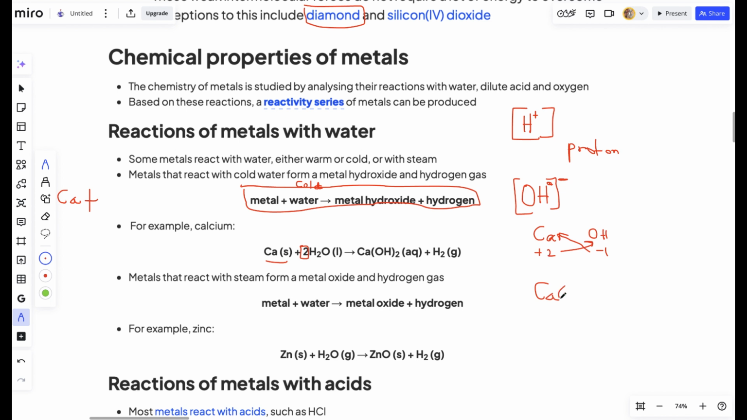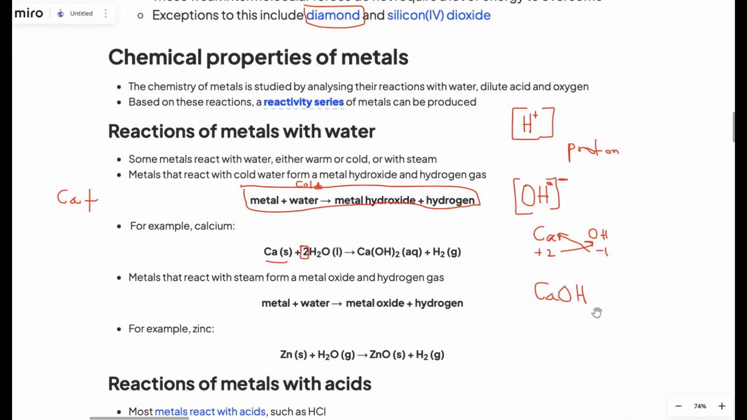So if I write OH, and I write this 2, this 2 is now cross multiplied to this side. If I just write 2 here, it will look as if it's talking to only hydrogen, right? Are you with me?